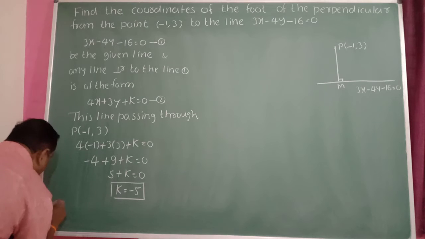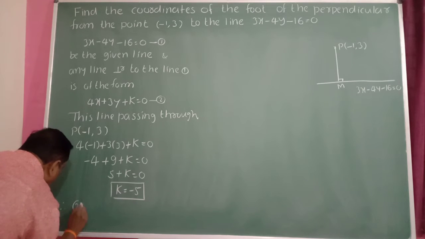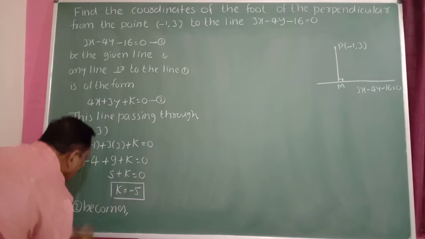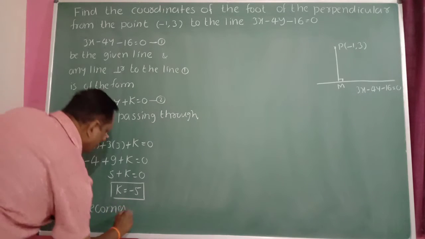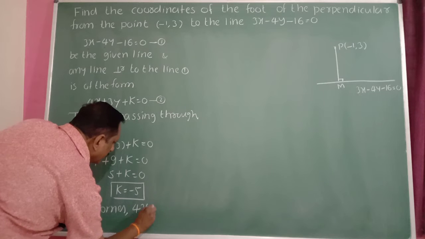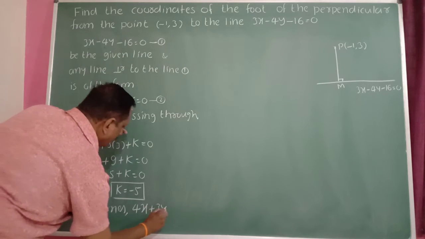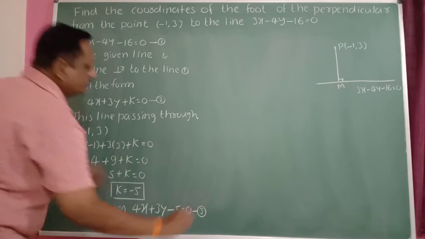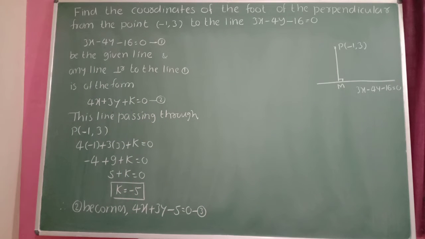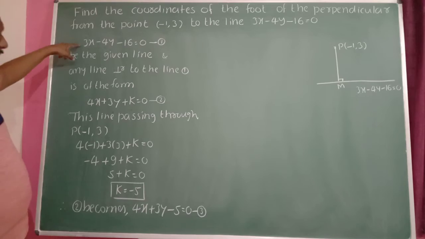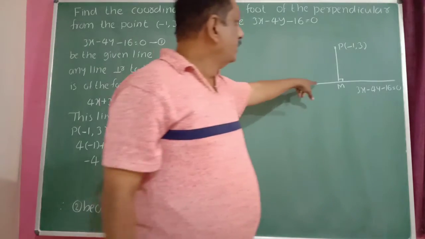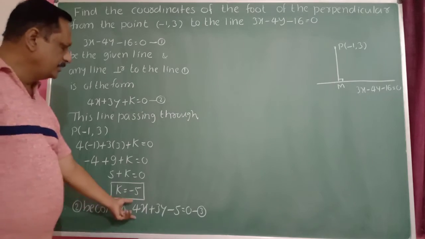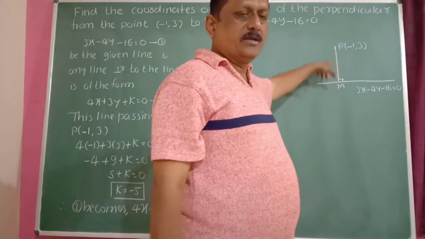Therefore equation 2 becomes 4x plus 3y minus 5 is equal to 0. Take this one as equation number 3. So equation 1 is this here, 3x minus 4y minus 16 equal to 0. And equation 3 is the equation of this PM.